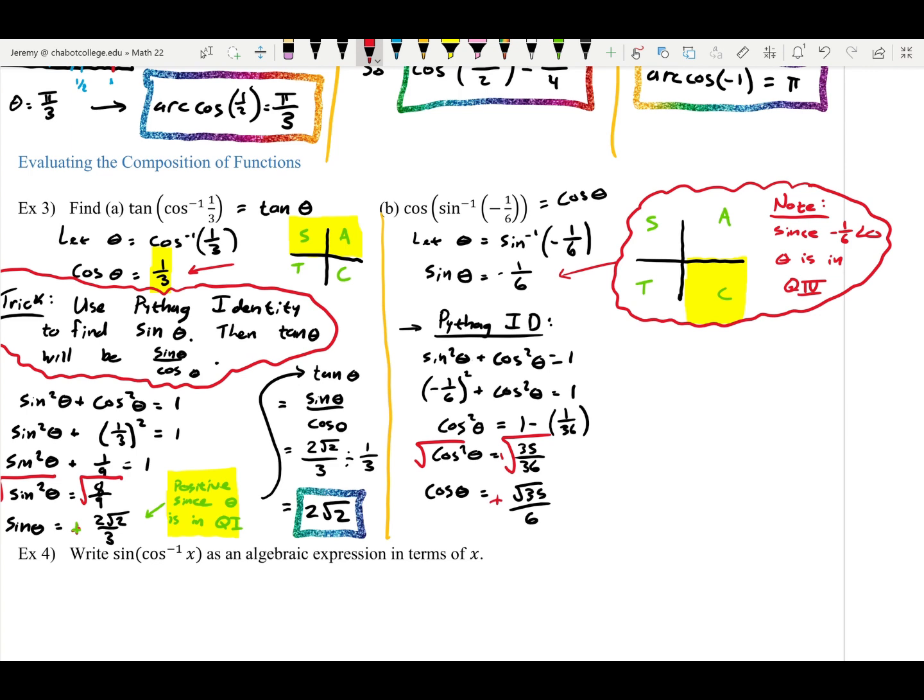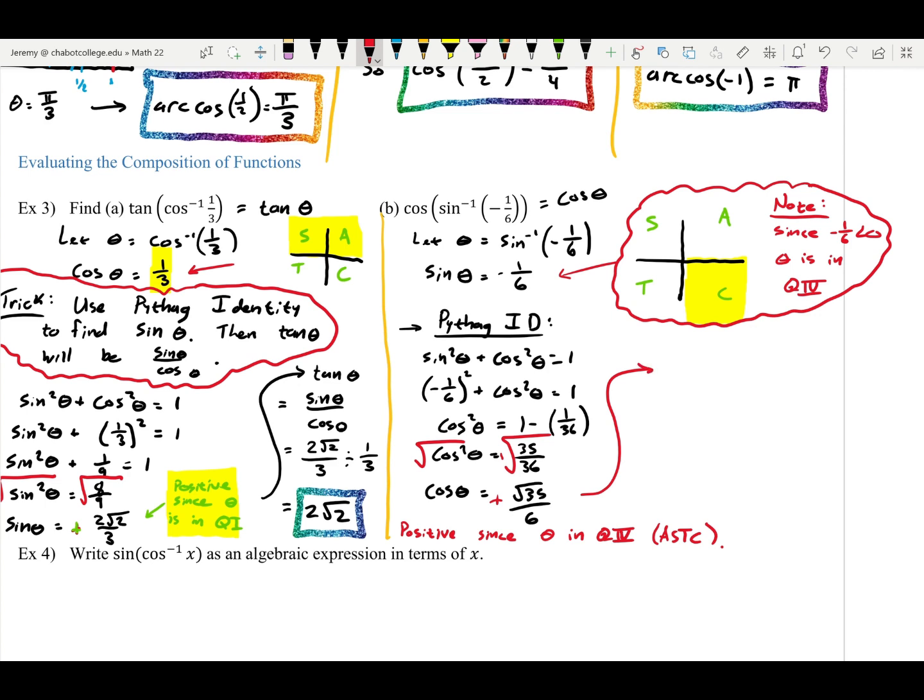value. Okay, and I can just say down here, positive, since theta is in quadrant 4. Right? Remember, all students take calculus. Okay, and we're almost done. Or no, we actually are done.